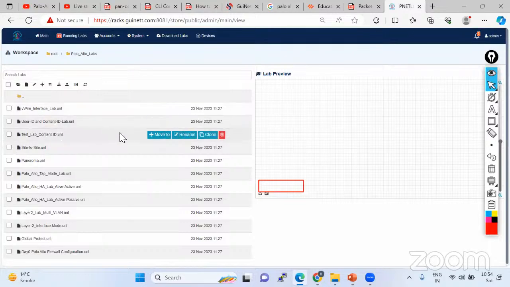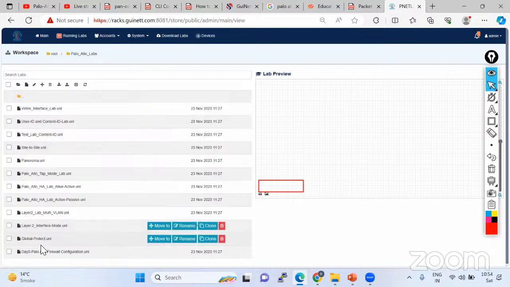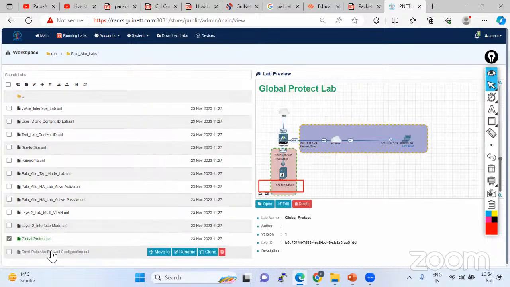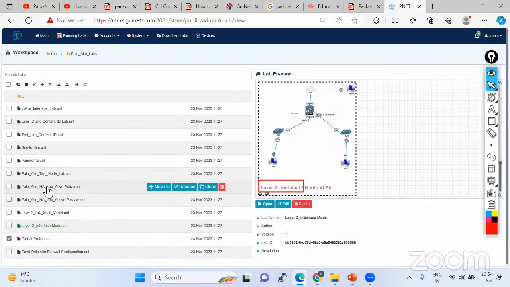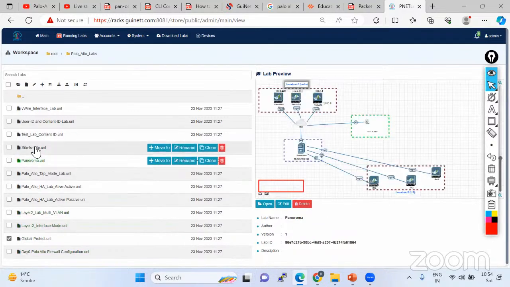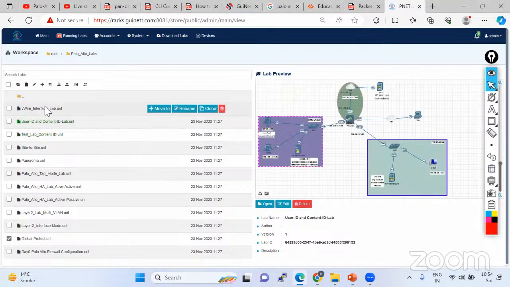I'll give you the right access. You can draw your topology, or just let us know during the class and I can build the topology on your behalf. So both ways are possible. Totally, I don't think it is going to be required to build the lab, because everything is available in this lab. You can test GlobalProtect, day zero firewall configuration, layer 2, multi-VLANs, Panorama, site-to-site VPN. All the best possible scenarios are already created, but let us know if you really want to do that.